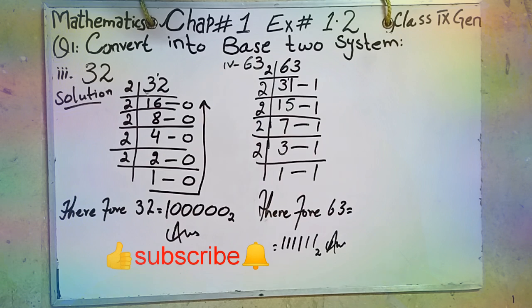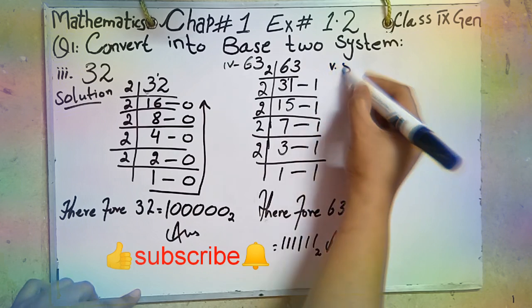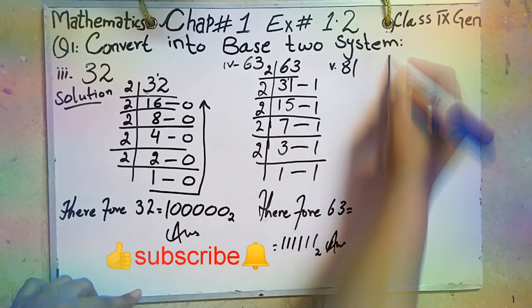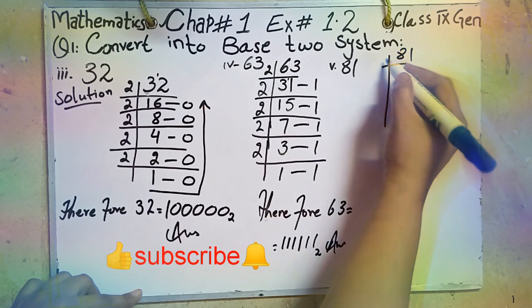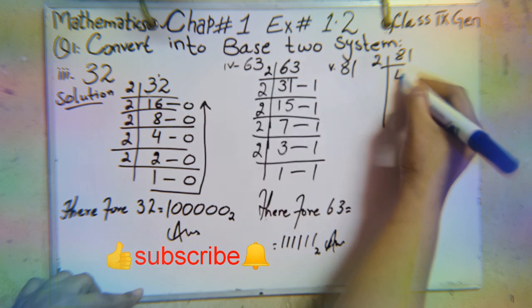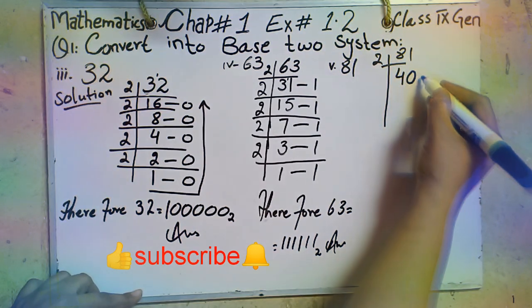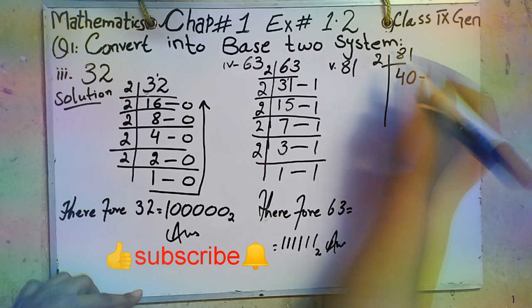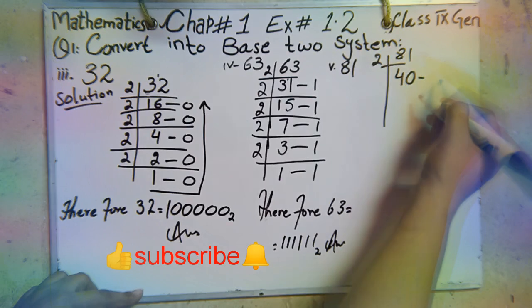The last part is left. Fifth one, 81. Last part, 81. Same method. 2 fours are 8, it means 2 forties are 80. 81 minus 80, 1 is left.